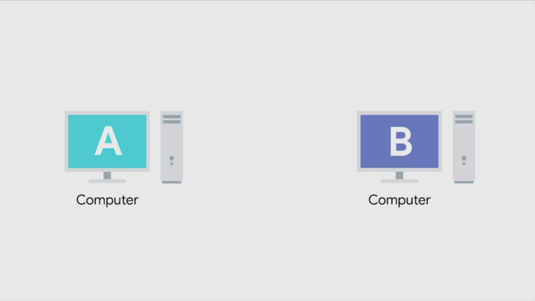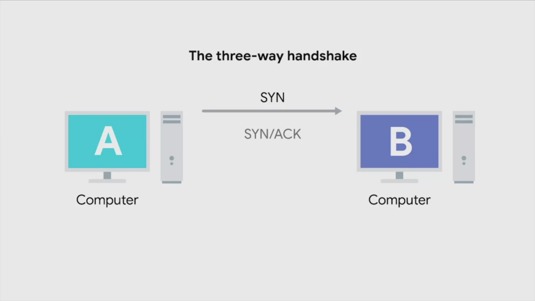Imagine two computers, computer A and computer B, eager to establish a connection. Computer A initiates by sending a TCP segment with a SYN flag, saying, "Let's establish a connection. And here's my sequence number." Computer B responds with a segment containing both SYN and ACK flags, indicating, "Sure, let's establish a connection, and I acknowledge your sequence number."